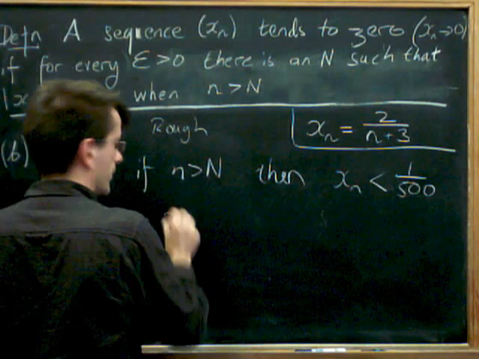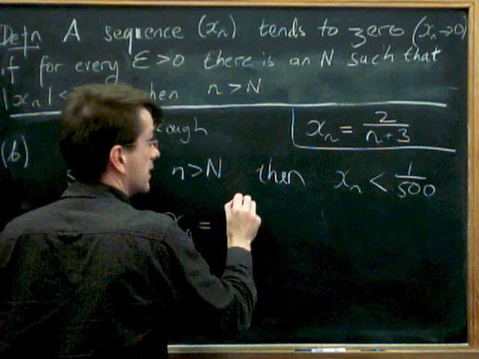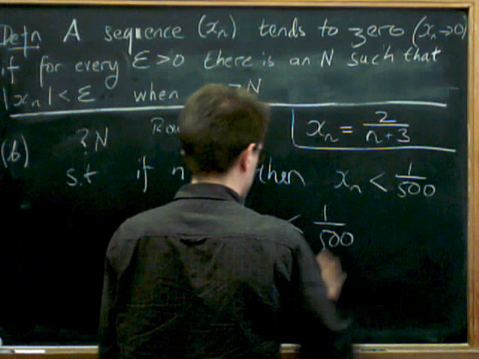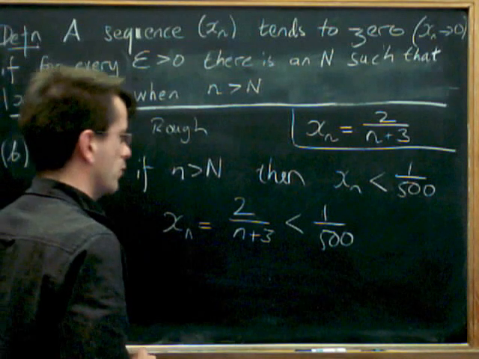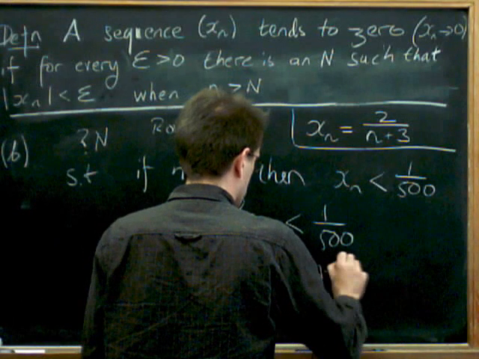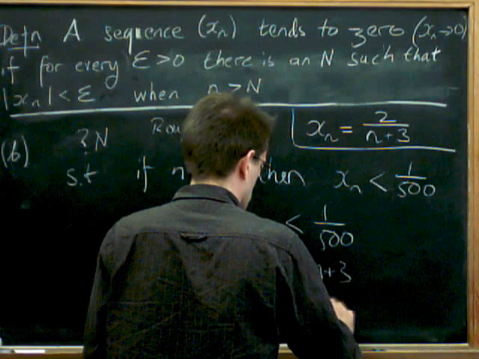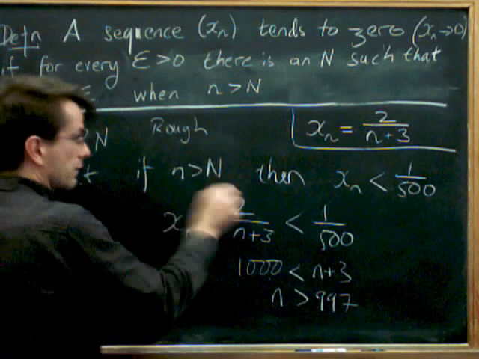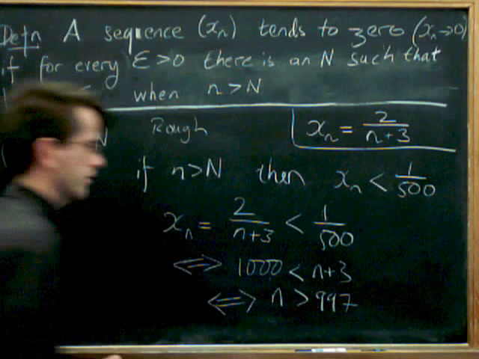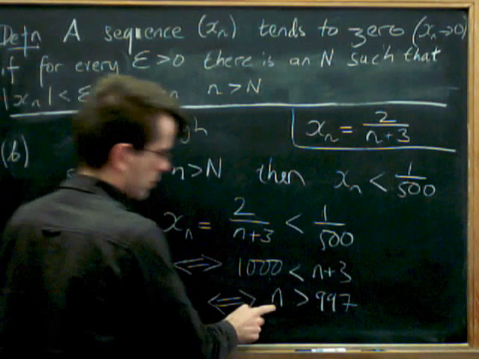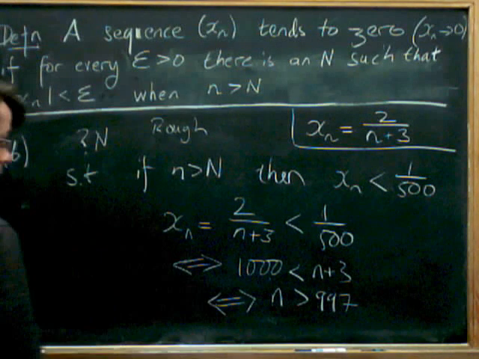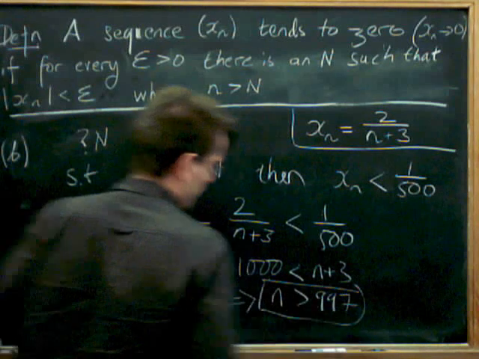So we have xn is 2 over n plus 3, and we want this to be less than 1 over 500. If we rearrange that a little, we get 1,000 is less than n plus 3, so n is bigger than 997. That's only if that's true. So this is going to be the number we want. If this is true, then we're going to satisfy this inequality. So this is the figure we have to use.